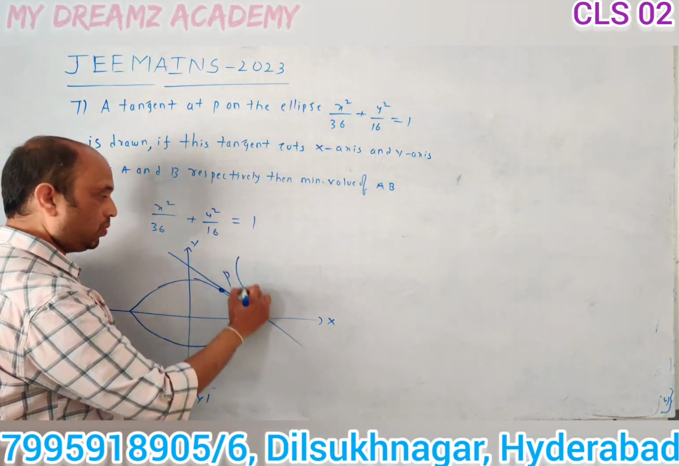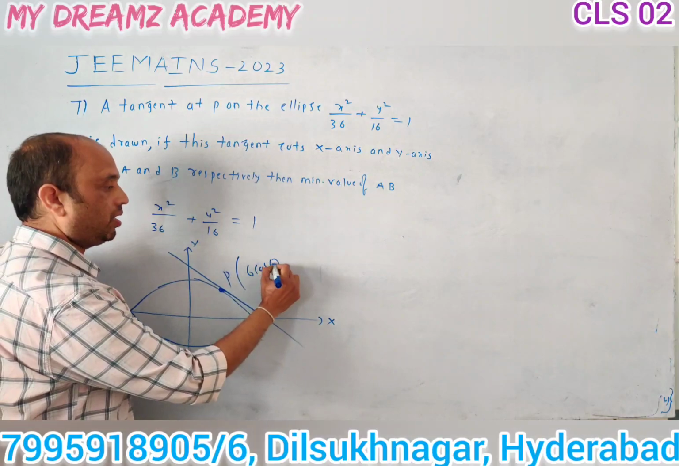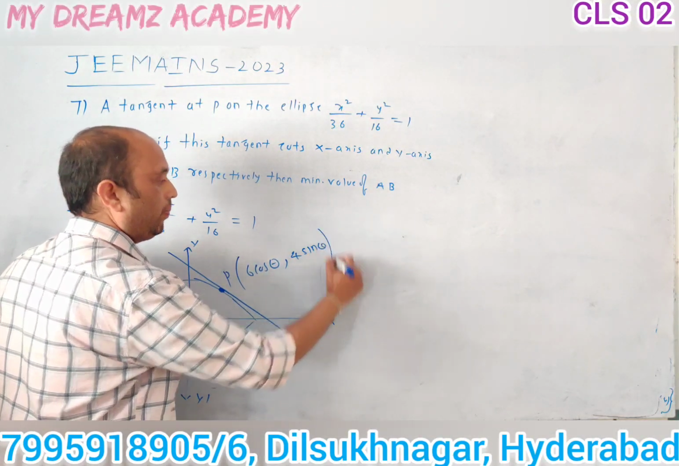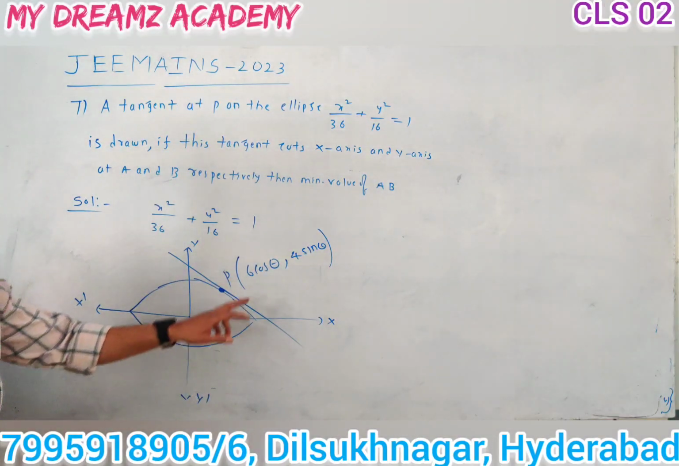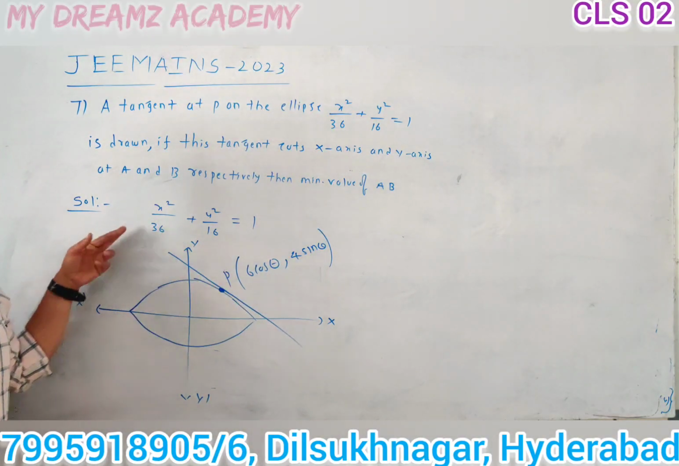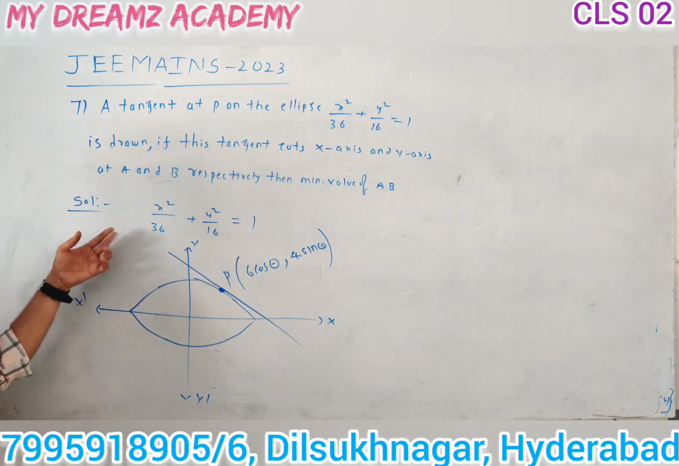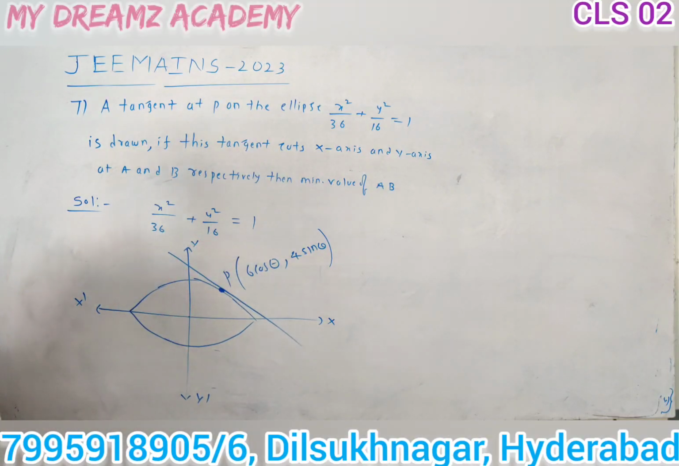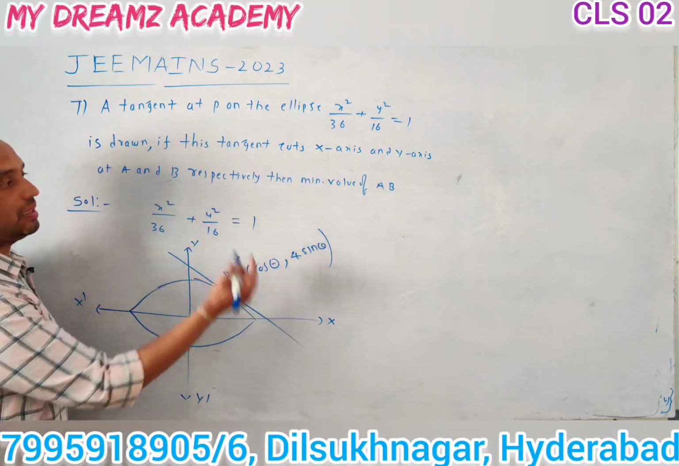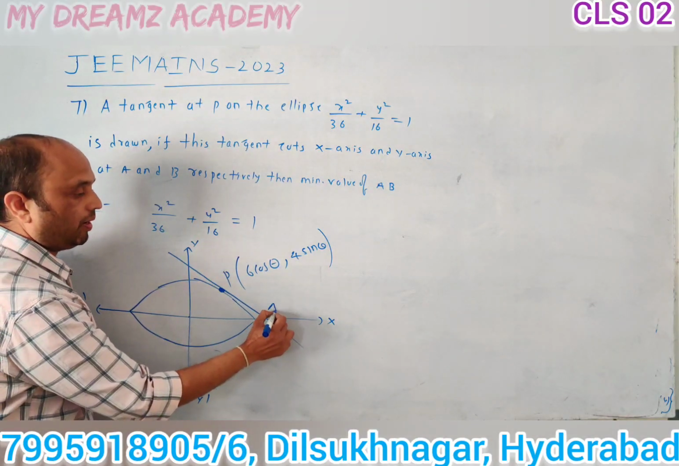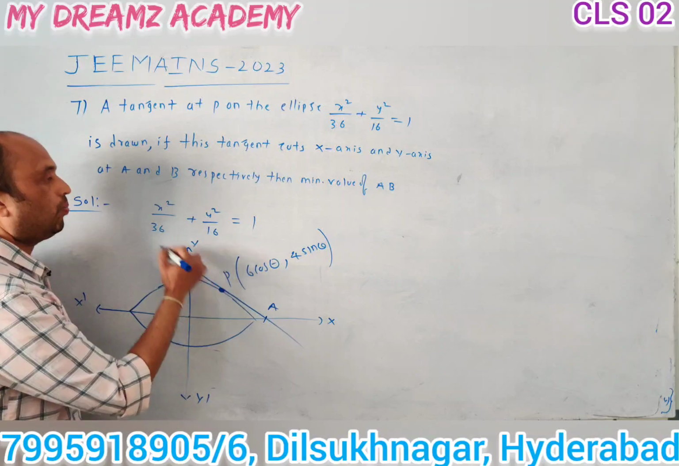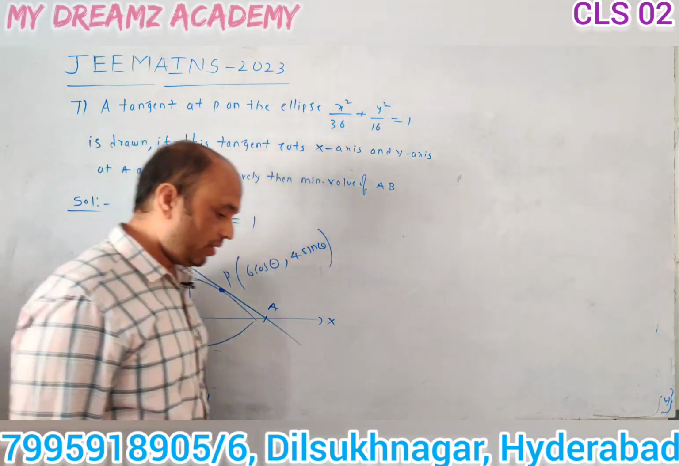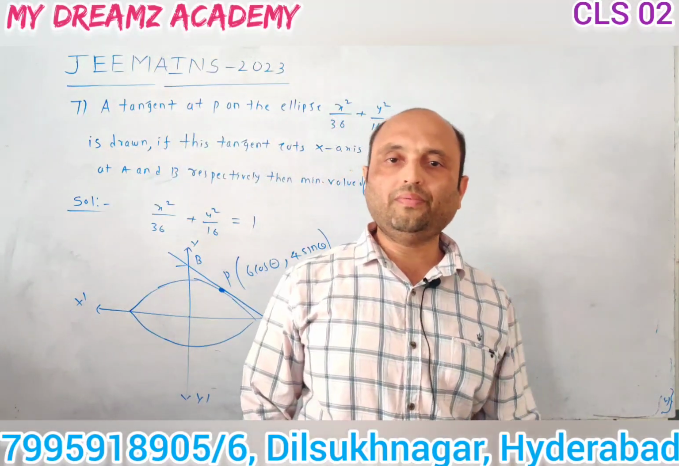A point on the ellipse means (6 cos theta, 4 sin theta), the parametric equations. 6 cos theta, 4 sin theta satisfies this ellipse: 36 cos square theta by 36 plus 16 sin square theta by 16 will give the same. So this tangent intersects the x-axis at a point A and the y-axis at a point B. We want to find the minimum value of AB.